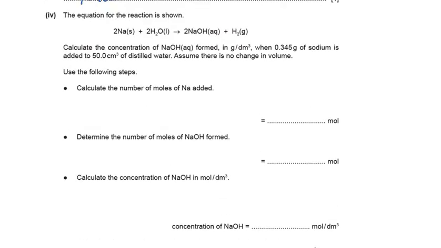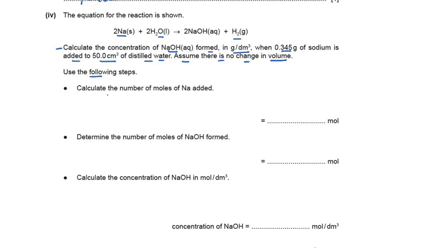Now let's go ahead with one more sub-question, where it's written that the equation for the reaction is shown. Now the equation of sodium with water is shown here, releasing hydrogen gas, and it's a moles question, that is, a quantitative analysis question. It says, calculate the concentration of sodium hydroxide formed in grams per dm cube when 0.345 gram of sodium is added to 50 centimeter cube of distilled water. Assume there is no change in the volume.